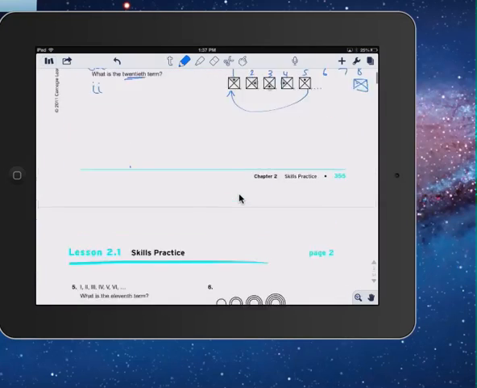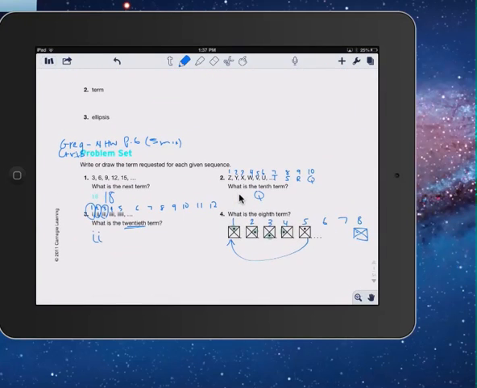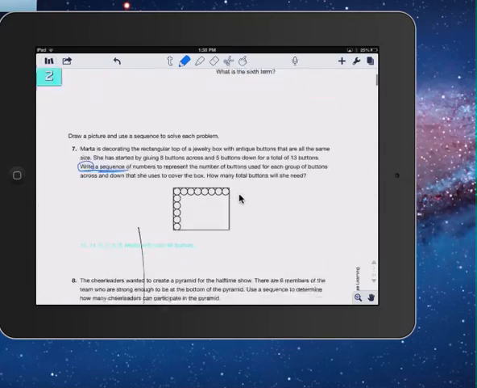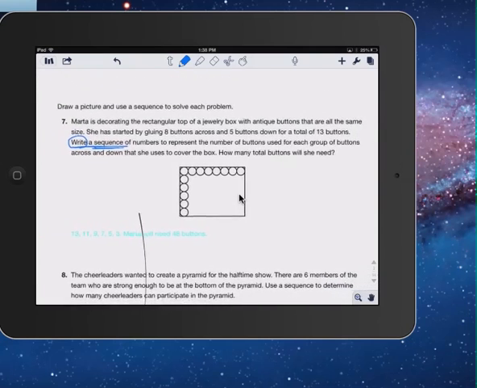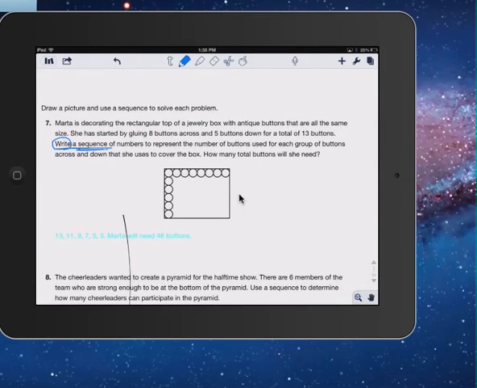Okay, a sequence is this. 3, 6, 9, 12, 15. Okay? Z, Y, X, W. That's a sequence. So they want you to write a sequence. She starts with 8 buttons across and 5 buttons down. A total of how many? 13. So what is your first number for the sequence?